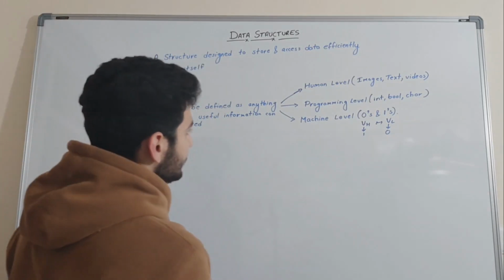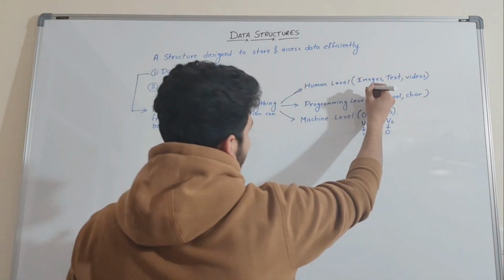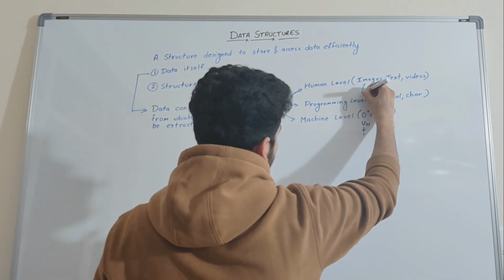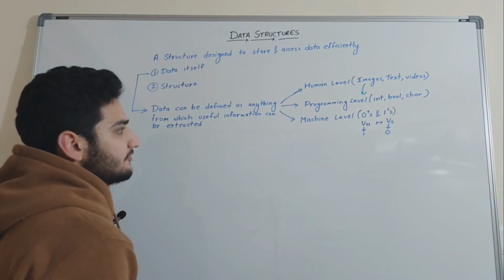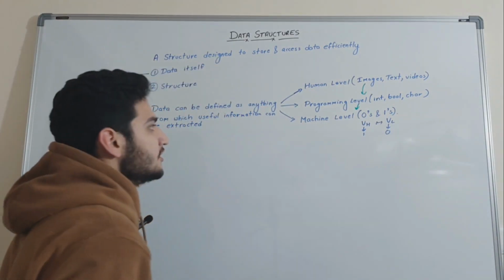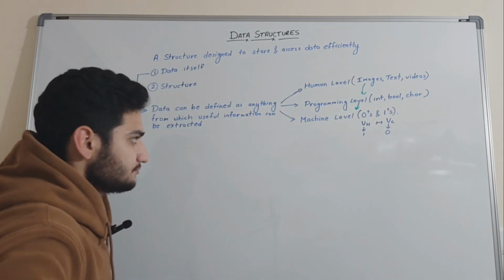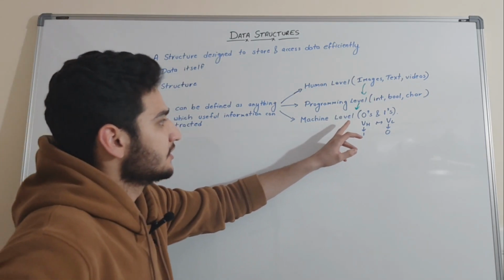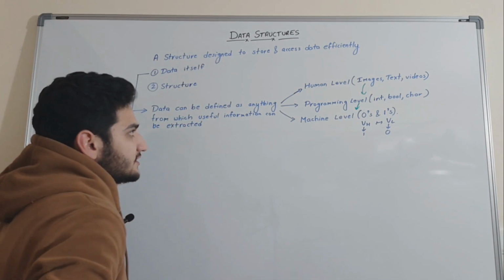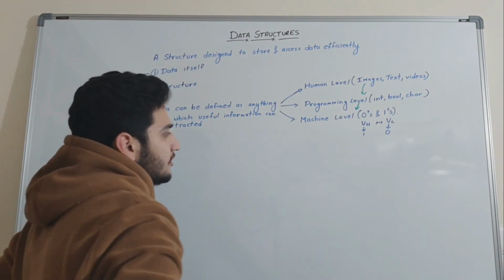Now what we do is we break this human level data into programming level data, which will be further broken down into the machine level data. Why? So that the machines can understand, comprehend, and operate on the data. This is why we have to translate all the human level data into the machine level.